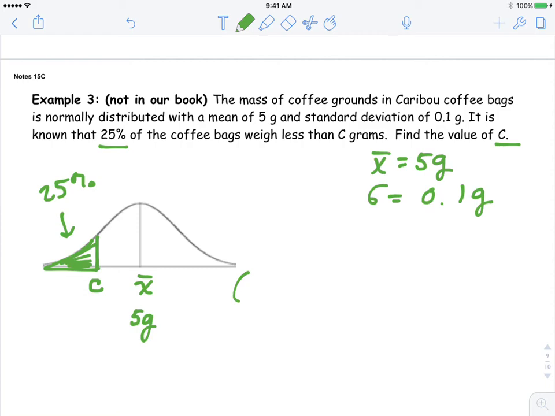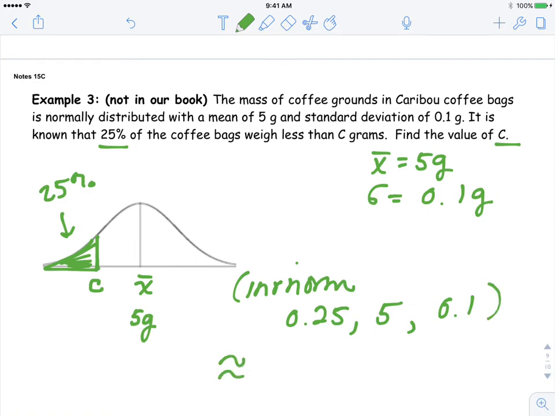So we're going to use our inverse norm, and we're going to type in the area under the curve as a decimal, so 0.25, the mean of 5 grams, and the standard deviation of 0.1 grams. And when we're done, we would get a value of 4.93 grams. So what that means is about 25% of those coffee bags will weigh less than 4.93 grams.